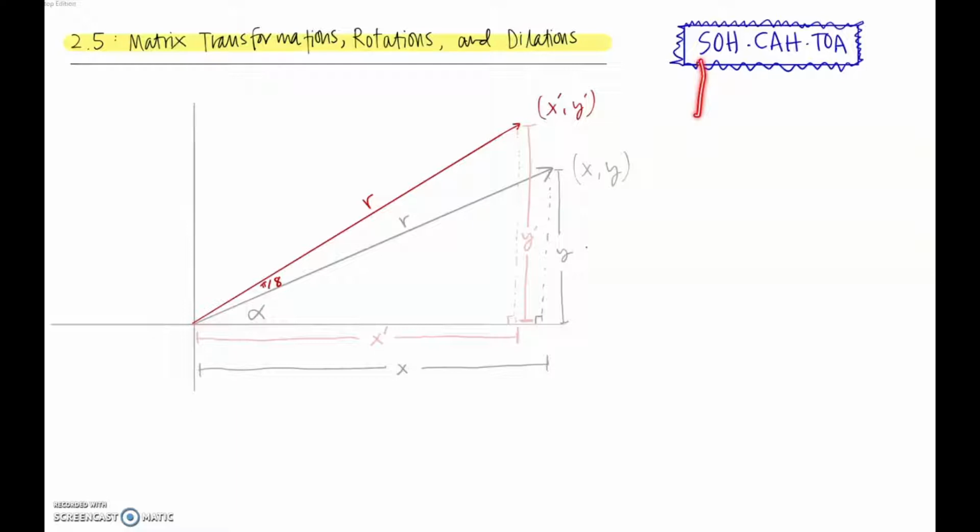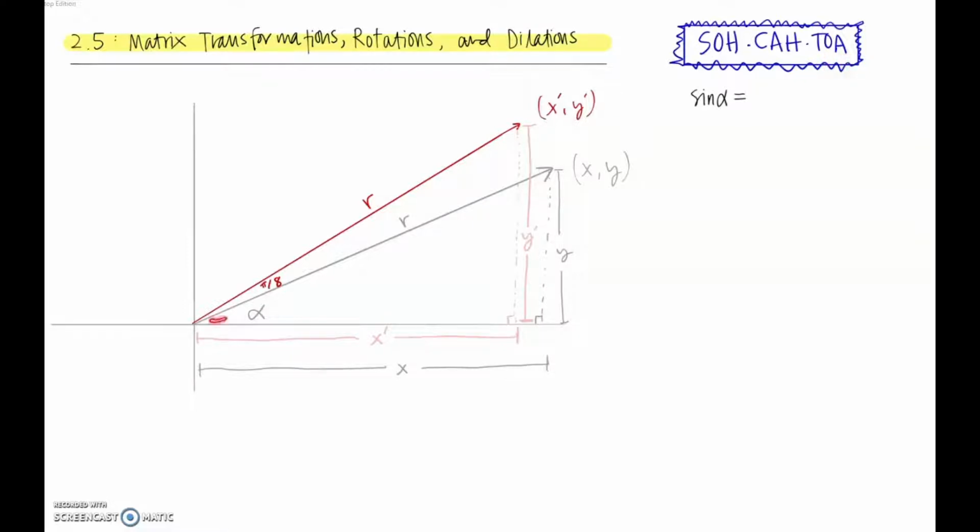This just represents sine. When you have a right triangle, sine of an angle is the opposite over hypotenuse. And the cosine of an angle is the adjacent side length over the hypotenuse length. And then tangent of an angle is opposite side length over adjacent side length.